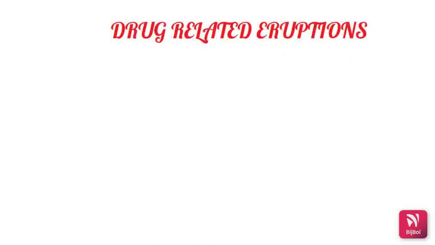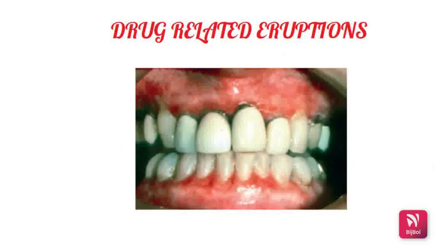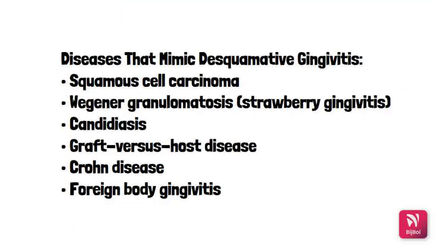The next one is drug related eruptions. So this is because of sensitivity to certain drugs. So because of this drug acting as allergen, there are oral lesions as well as the cutaneous lesions that are seen. So here in the picture you can see the erythematous gingiva consistent with the desquamative gingivitis. The other conditions that mimic the desquamative gingivitis are the squamous cell carcinoma, Wegener's granulomatosis, candidiasis, graft versus host disease, Crohn's disease, and foreign body gingivitis.